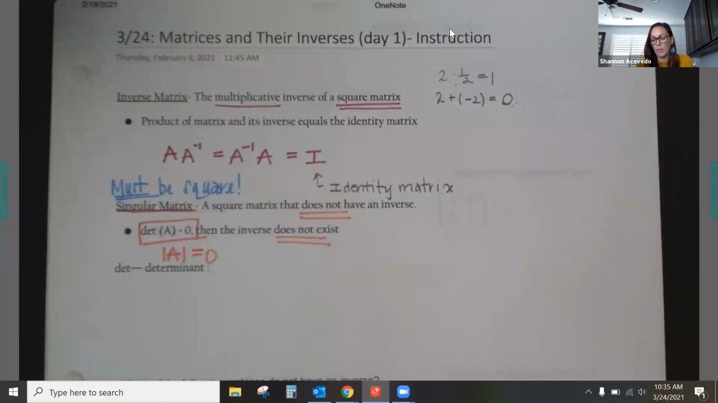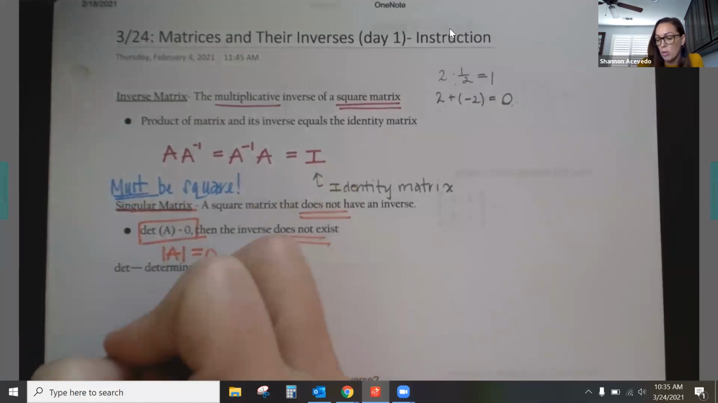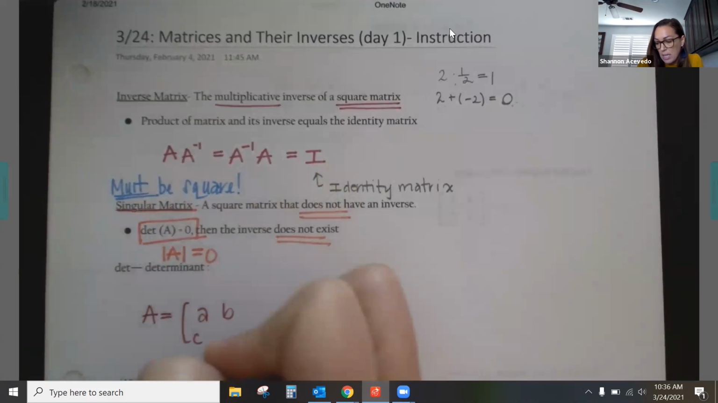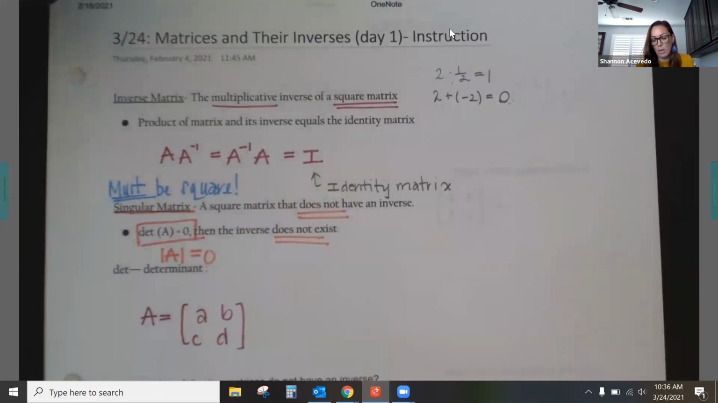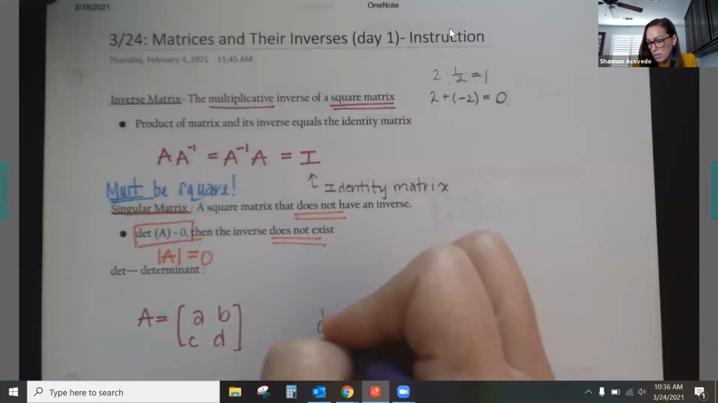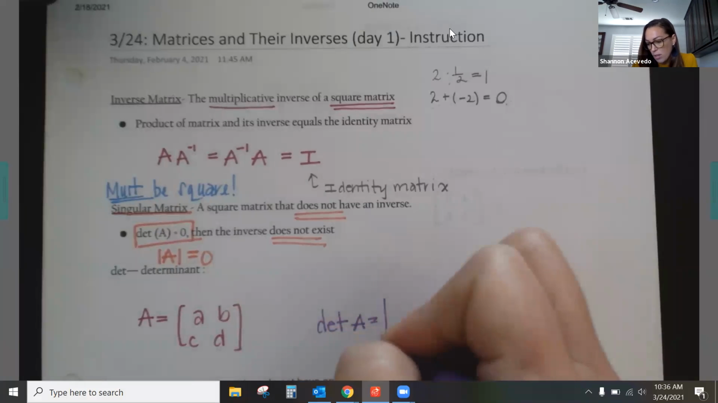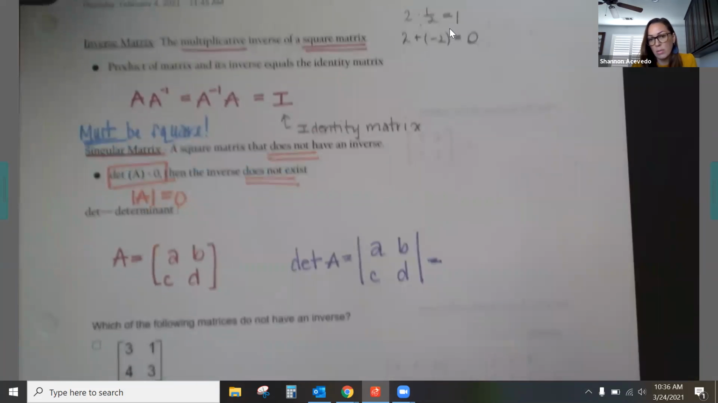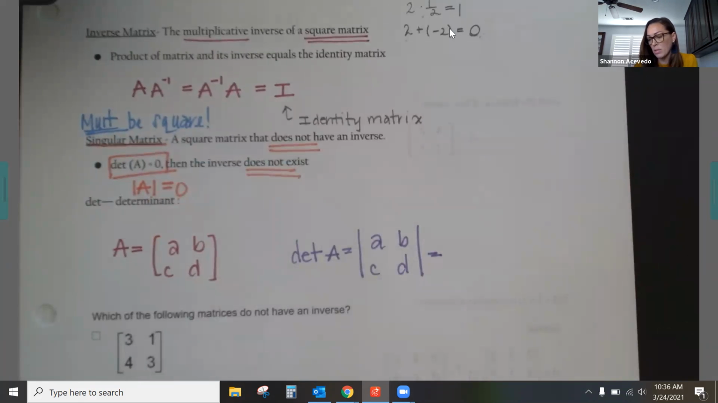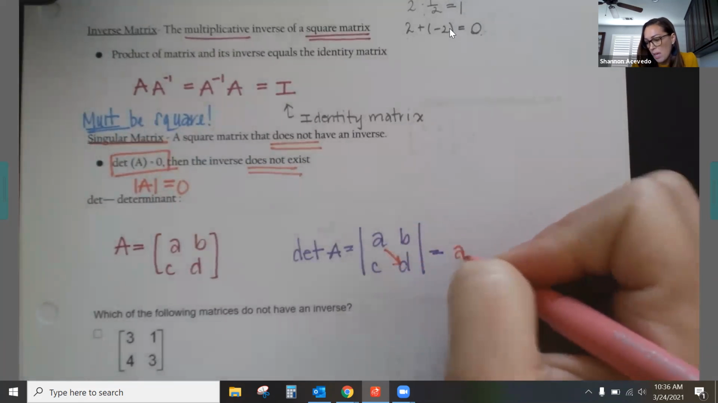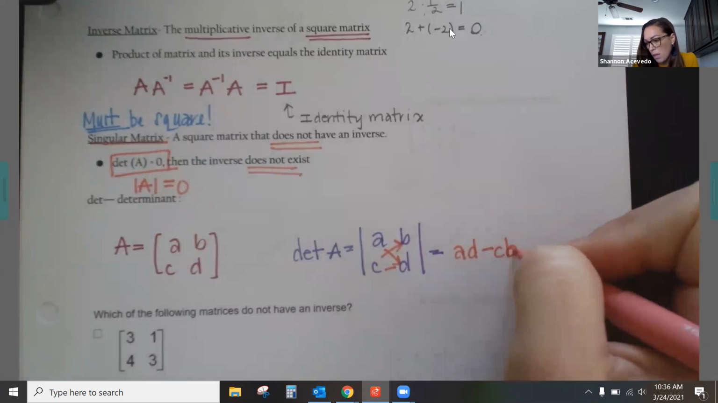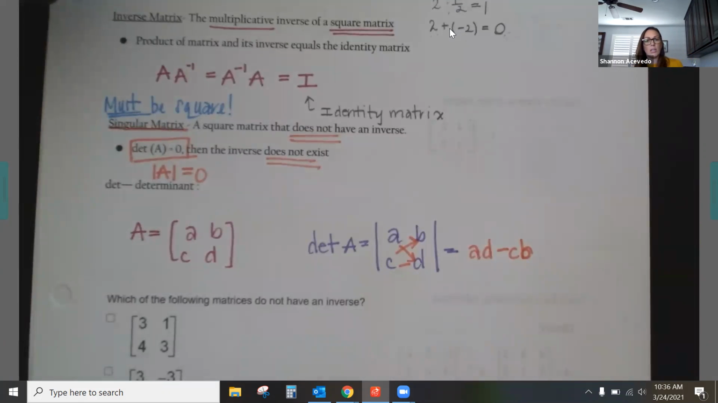As a little bit of a review, I'm only going to do it for the 2x2. If we want to figure out the determinant of the matrix A, B, C, D, then if you recall, the determinant of A, with straight lines around A, B, C, D, is equal to: I multiply my diagonals, A times D, minus I multiply my diagonals, C times B. So just a little bit of a review there on determinant.